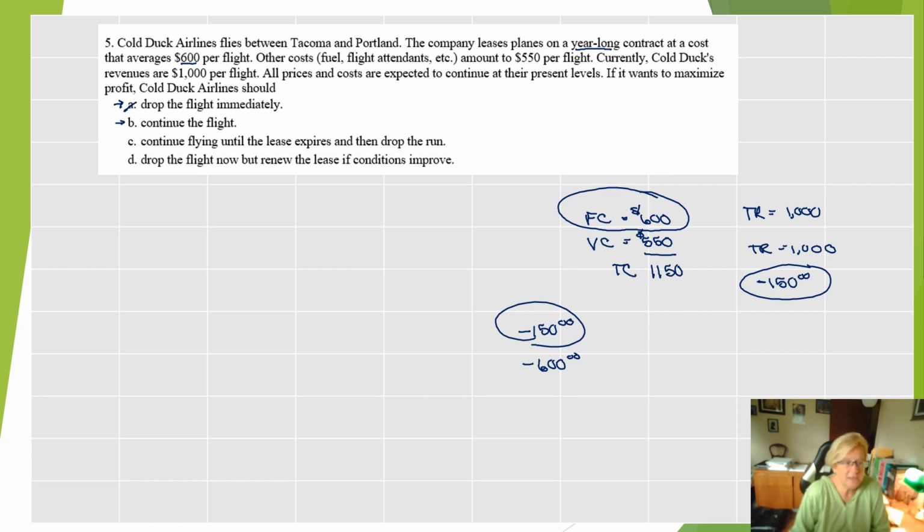Continue flying until the lease expires, then drop the run. I like that best of all. Drop the flight now, but renew the lease if conditions improve. It says prices are expected to continue, so I don't think conditions are going to improve. So here, the right answer would be C.